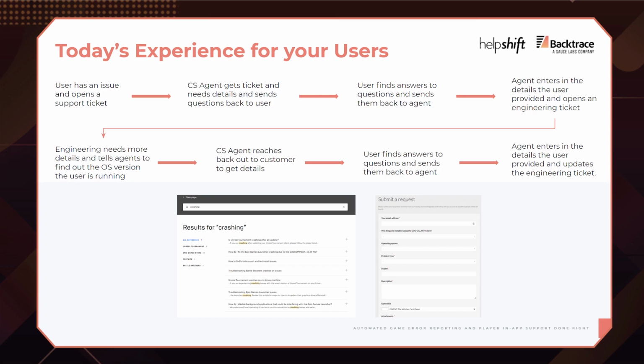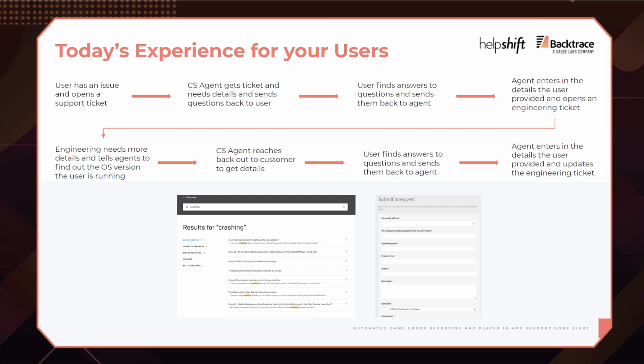So today, if I had a crashing issue, I have to, as a user, open up a support ticket, whether this be chat or email. The customer service agent gets that ticket, and then they need to get some more details back from the user. So maybe you ask me my phone type, the OS I'm running, maybe you ask me what service or what network I'm running on. So I find those answers and I send them back to the agent. And again, if we're talking about email, think about how many hours might go in between each one of these steps. We're talking anywhere from 4 to 8 to 12 hours between each one of these.